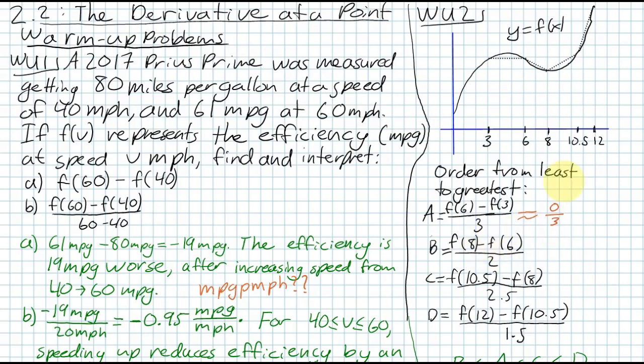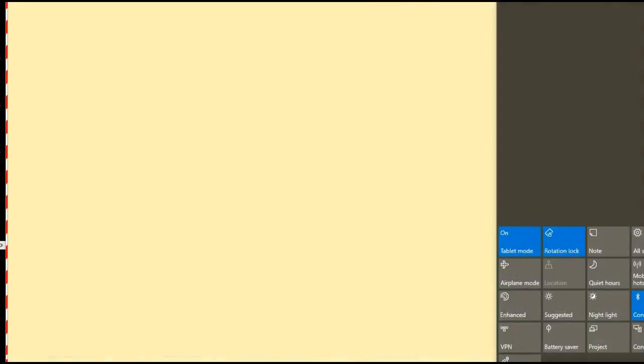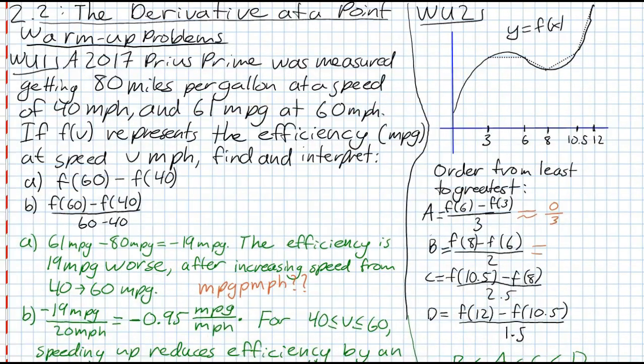B is f of 8 minus f of 6 here. So f of 8 is less than f of 6. So when you subtract those, you're going to get a negative number. Anyways, f of 8 is less than f of 6, as you can see here. So this will come out to be something negative divided by 2, which is still negative.